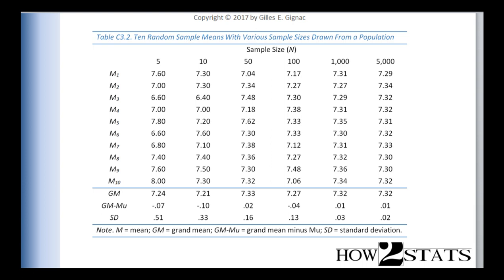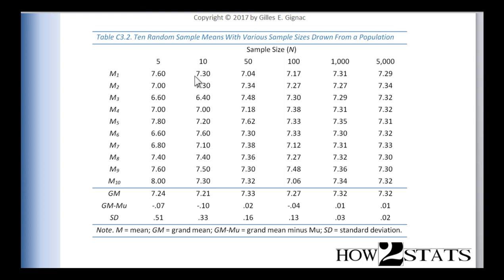In this portion of the textbook, I describe the results associated with some repeated random sampling from the population of 100,000 cases, which has a population mean of 7.31. I have represented those results with mean 1 all the way to mean 10, and the sample sizes are heading each column: sample size of 5, 10, 50, all the way to 5,000.